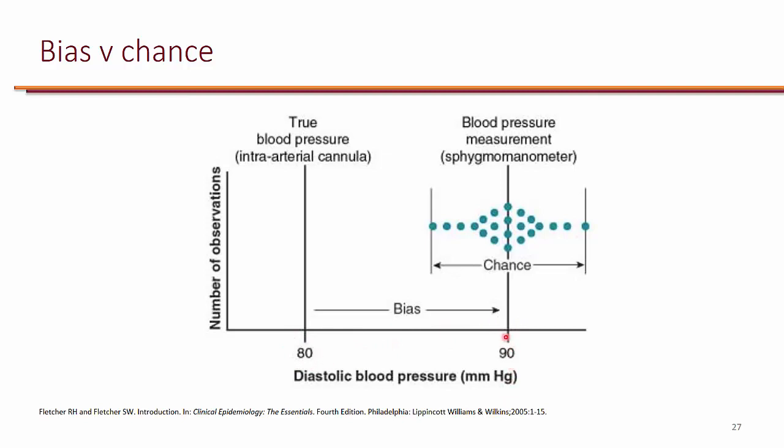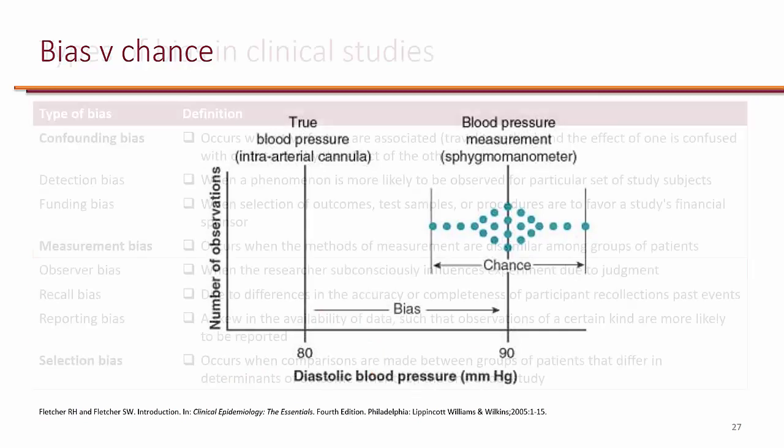And then within that, there's chance alone. If you were to use the same device multiple times, you will get different numbers, and you get that distribution again. So that also is due to chance. So you have to deal with chance and bias when you do experiments, and it's important to be able to evaluate these in clinical trials.